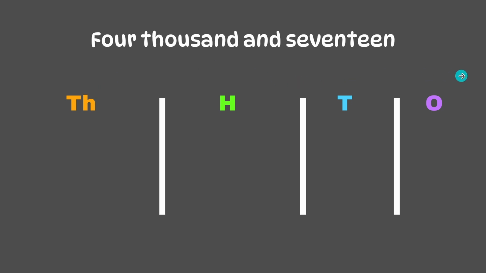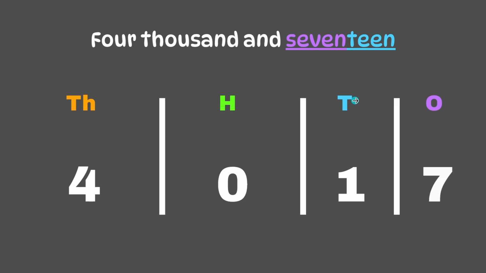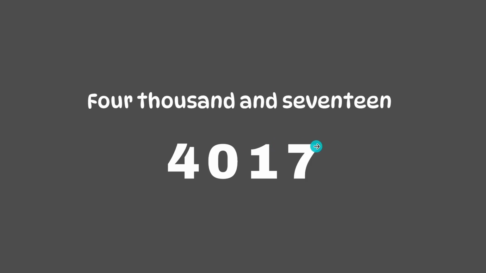Now let's try another number which is given in words and we will write it in figures. So we will try to fill the place values. We have 4,000. So 4 will go into the thousands place. As you can see, there is no 100. So we will put 0 in the hundreds place value. Then we have 17. 17 means 1 tens and 7 ones. So the number becomes 4017. Even if a place has no value, we still write 0 in that place so that the number is correctly placed.